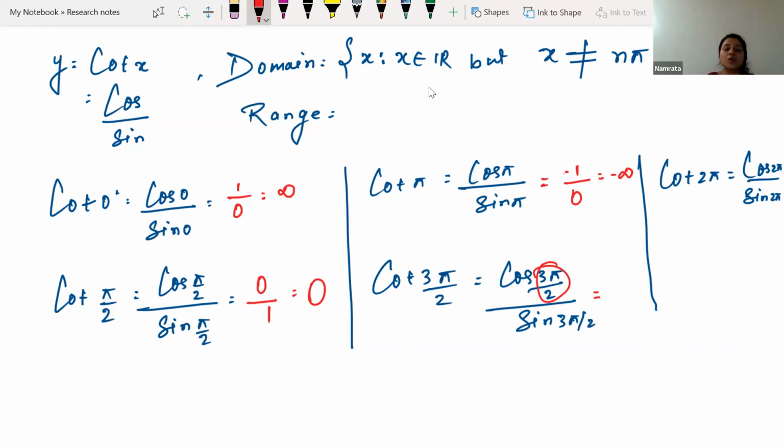Yes, it's 0, no? Cos odd multiple of pi by 2 will be 0. And sine 3 pi by 2 will be minus 1, right? So eventually it's 0. Are you getting it, Lena? Yes, ma'am.